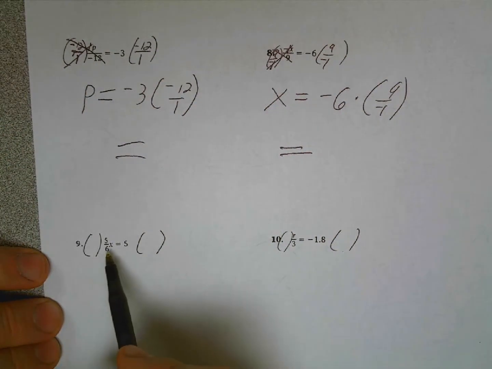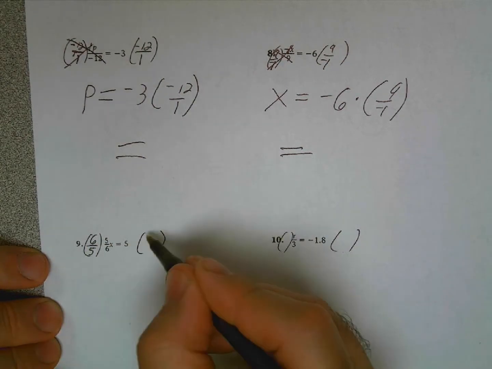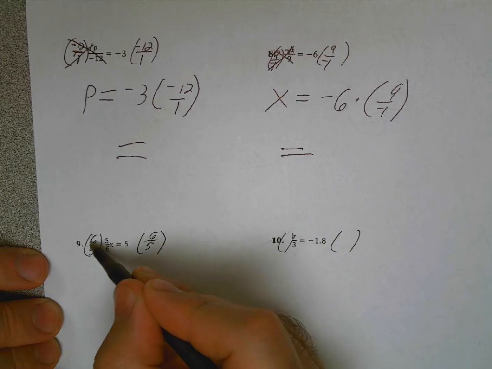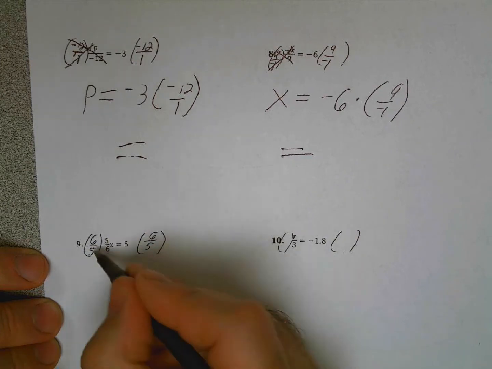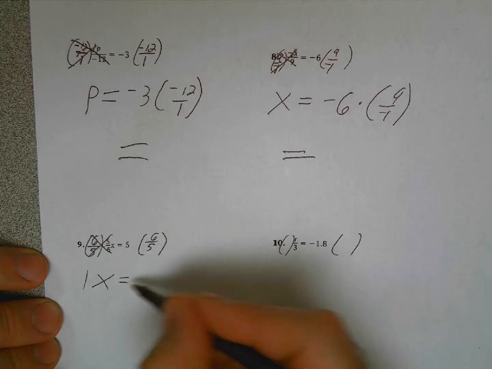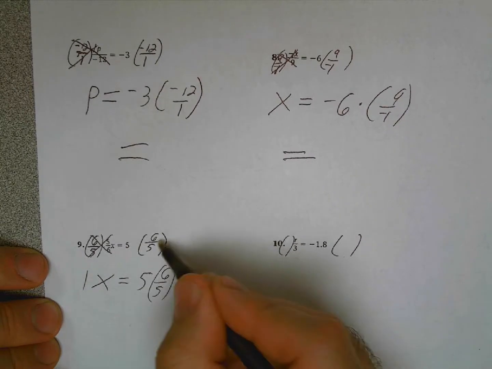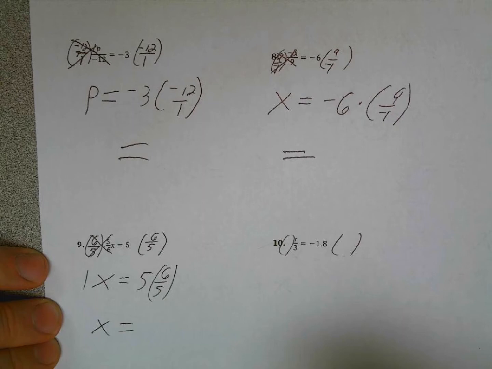Number 9 right here. Same thing. So multiply by the reciprocal. Instead of 5 over 6, we're going to multiply it by 6 over 5. Whatever you do to one side, you got to do to the other. The reason why we're multiplying by the reciprocal is when two numbers that are reciprocals are multiplied by each other, they cancel out to 1. So I got 1x here, right? Equals 5 times the reciprocal. That's why we got to multiply that in. So you tell me what that x equals, okay?